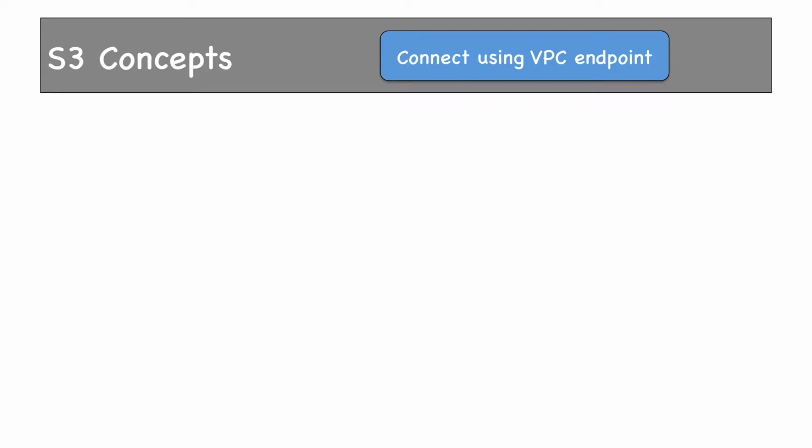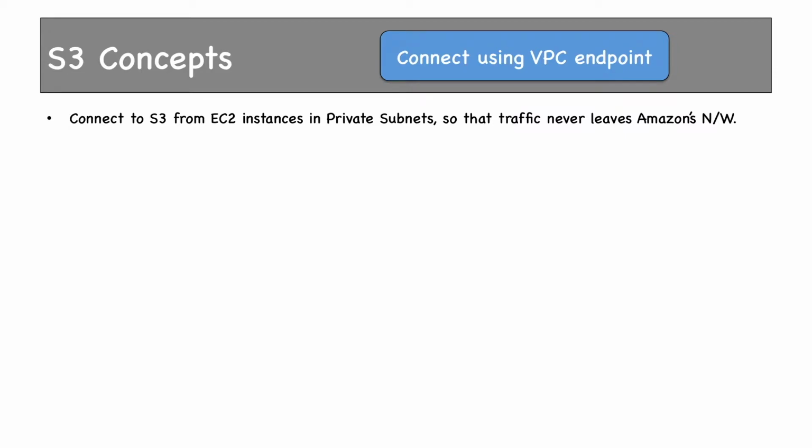We have seen what VPC endpoints are on a higher level. We'll see a demo here of how to use VPC endpoints to connect to the S3 service from EC2 instances in private subnets. But before that, let me tell you the conceptual idea. You can connect to S3 from EC2 instances sitting in private subnets so that the traffic from the EC2 instance to S3 would never have to leave Amazon's network.